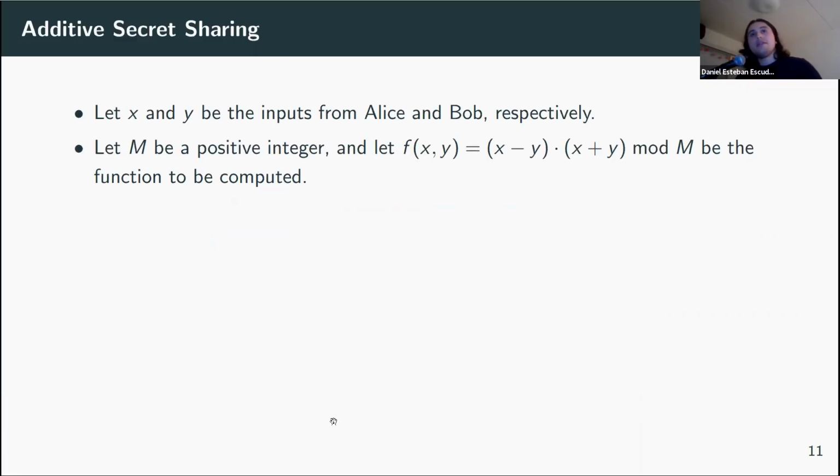All right, so let's begin. Let X and Y be the inputs from Alice and Bob. And let's say that the function they want to compute is this function that I'm writing here. It's the function that takes the two inputs and first subtracts them, then adds them, and then multiplies them together. And it does this modulo some integer. We typically work modulo something because we want to have finite structures in MPC. Also in cryptography in general, you work at the level of bits, at the level of discrete structures. So that's why we take modulo an integer. All right, so this is the function we want to compute.